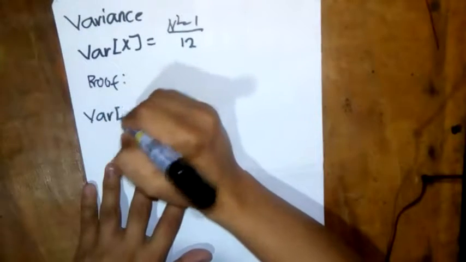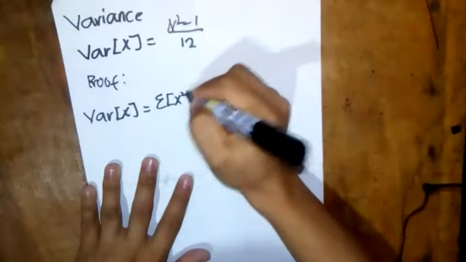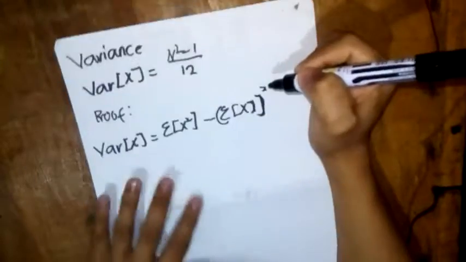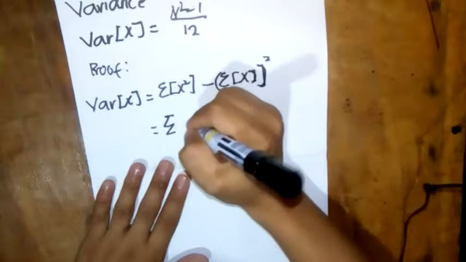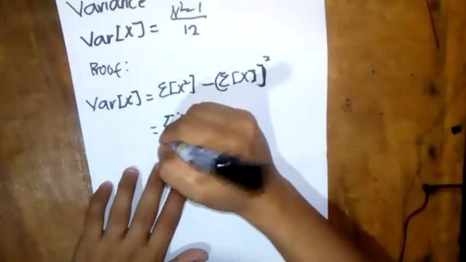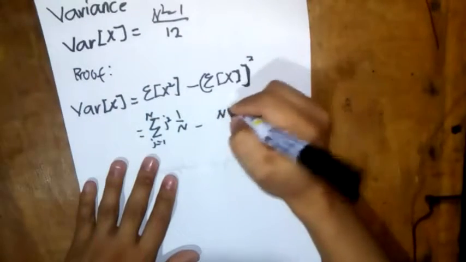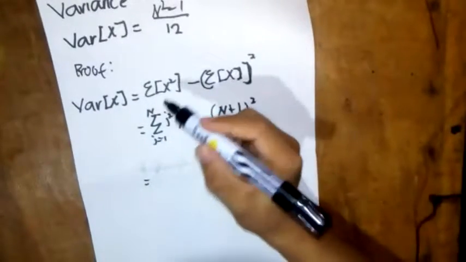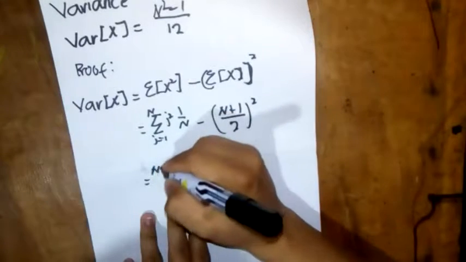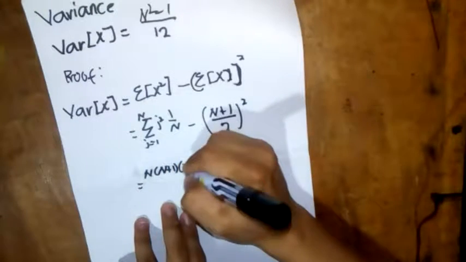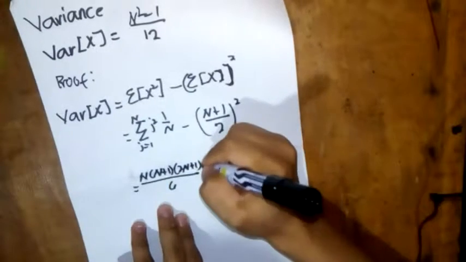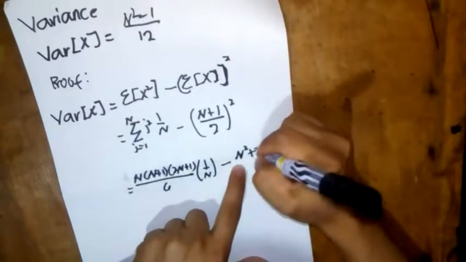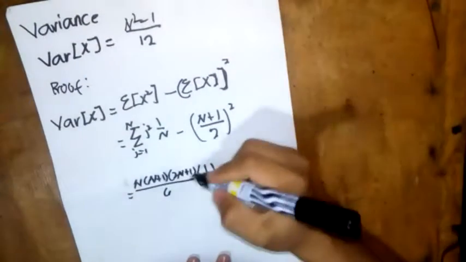In our previous topic, we already know that the variance of x is equal to the expected value of x squared minus the expected value of x, or the mean quantity, squared. Now this one is equal to the summation of j squared times 1 over n, where j starts from 1 to n, minus our mean, (n plus 1) over 2, quantity squared. Now in our statistics subject, this one is equal to n times (n plus 1) times (2n plus 1) over 6 times 1 over n, minus, we're going to simplify this one, (n squared plus 2n plus 1) over 4. Now simply cancel this one.